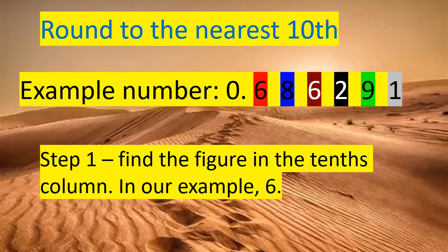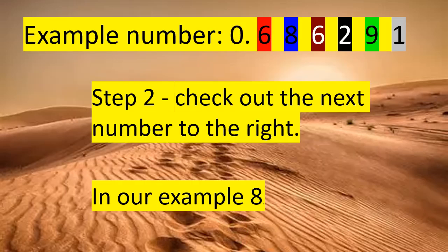So here's an example, round to the nearest tenth. So there's our example number. Step 1, find the figure in the 10th column. So in our example, that's the red number 6. Next, check out the next number to the right. So in our example, that's the blue number 8.